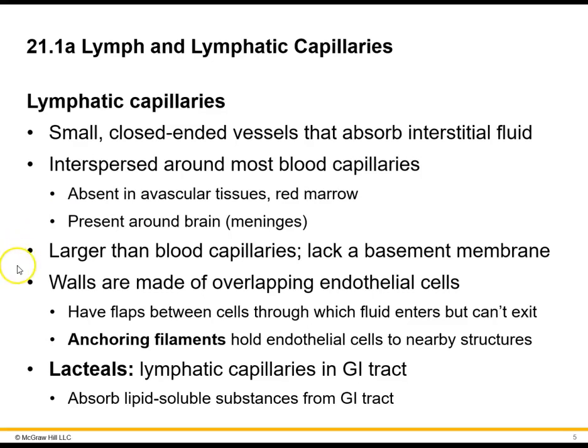These guys are larger than blood capillaries, and they lack a basement membrane. The walls of lymphatic capillaries are going to be made of overlapping endothelial cells, which I'll show you in a second. But this overlapping creates flaps between the cells, which allows fluid to enter the capillary, but then the fluid cannot exit. So they work almost like a valve. There are these anchoring filaments that hold the endothelial cells to nearby structures. Lacteals are specifically the lymphatic capillaries in the GI tract, and these guys absorb lipid-soluble substances from the GI tract.